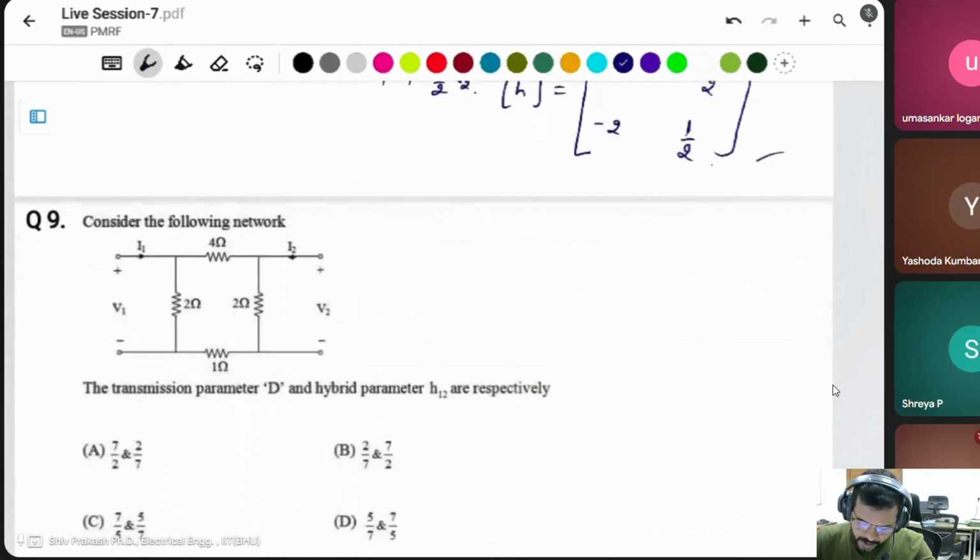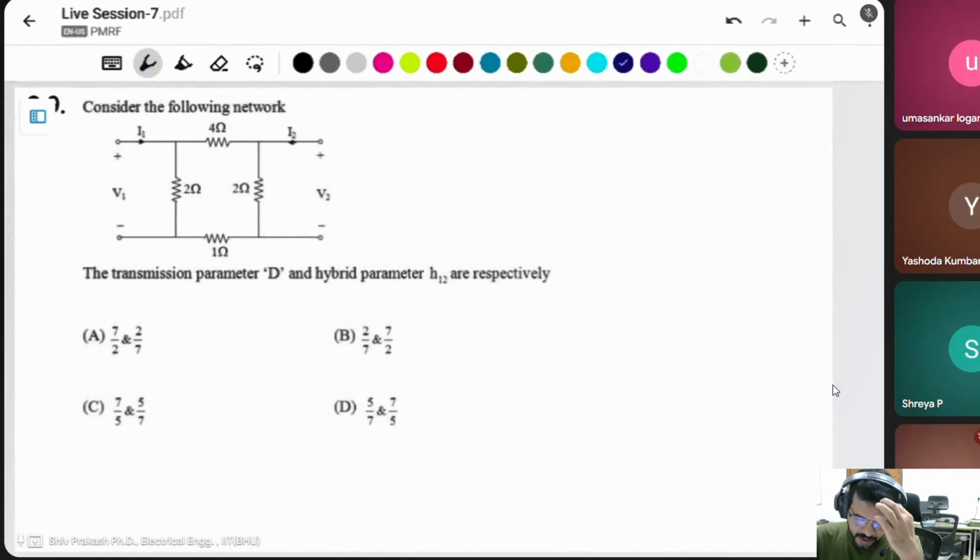Okay. Next question is: consider the following network. The transmission parameter D and hybrid parameter H12 are, respectively... We have to find two parameters. First one, T parameter, the transmission parameter.